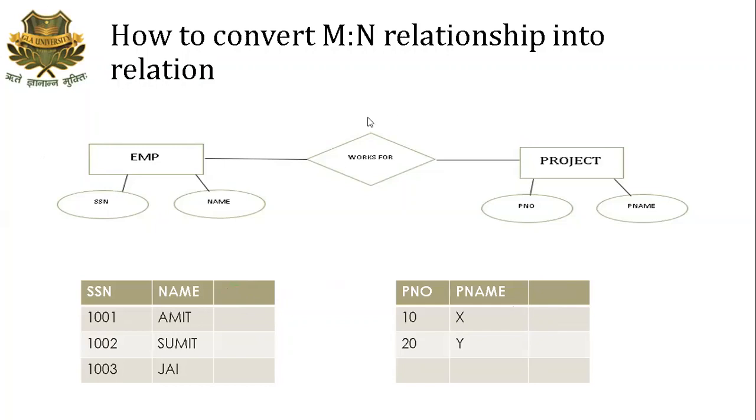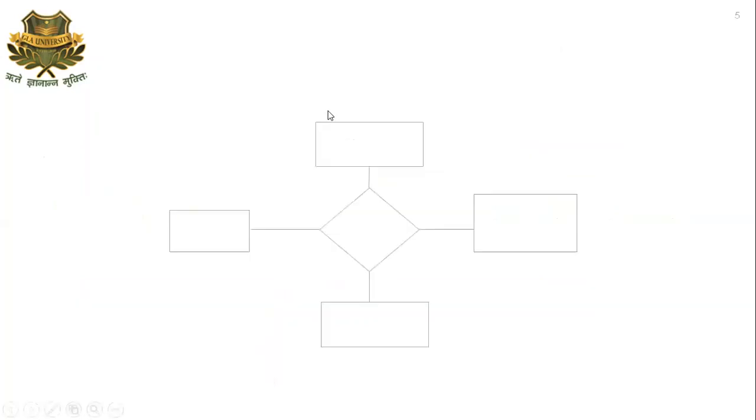Now, in the next slide, I'm discussing N-ary relationships. An N-ary relationship means this kind of relationship. If this kind of ER diagram is given, then how can you convert this ER diagram into tables? Suppose this is entity A, this is entity B, and this is entity C.